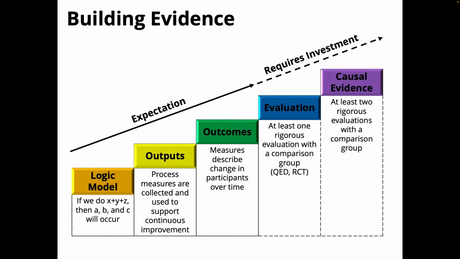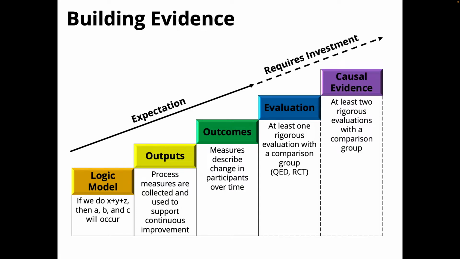It is designed to standardize the language we use to classify programs in Tennessee based on the level of available evidence supporting each program. In this model, 5 evidence steps build from left to right. Even if it's not documented, every program has a logic model or theory of action. Often we refer to the distilled version of this as an if-then statement. So if we do X, Y, and Z, then we expect to see A, B, and C.